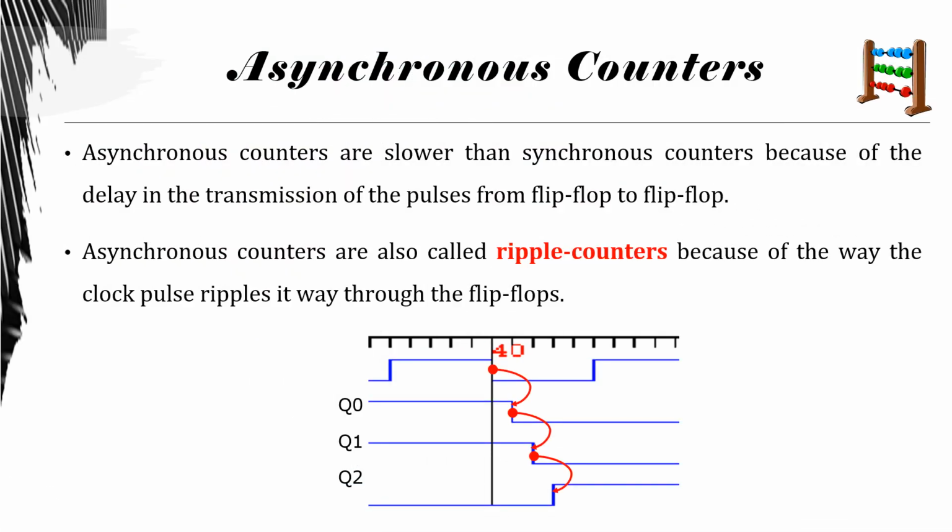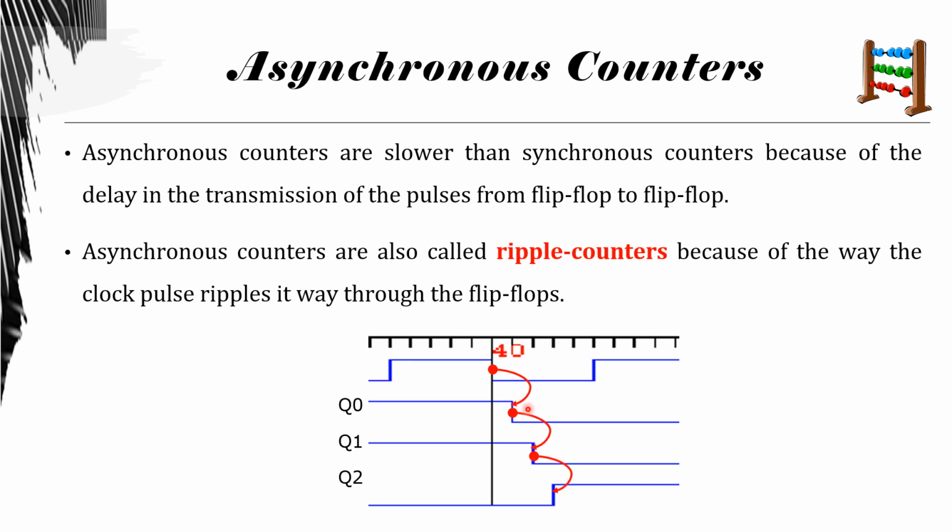Asynchronous counters are slower than synchronous counters because of the delay in the transmission of the pulses from flip-flop to flip-flop. These asynchronous counters are also called ripple counters because of the way the clock pulse ripples its way through the flip-flops. That is, flip-flop 0 must change its state before it can trigger flip-flop 1, and flip-flop 1 has to change its state before it can trigger flip-flop 2. The triggers move through the flip-flops like a ripple in water, and so they are called ripple counters.